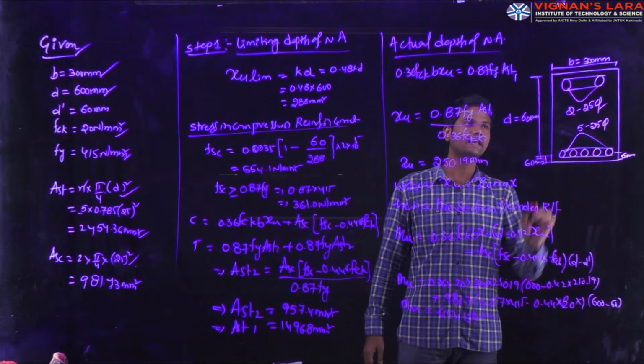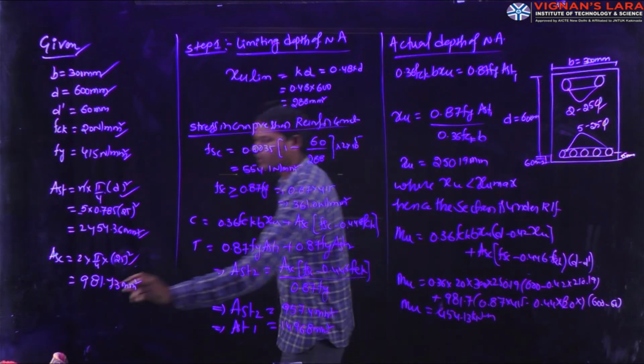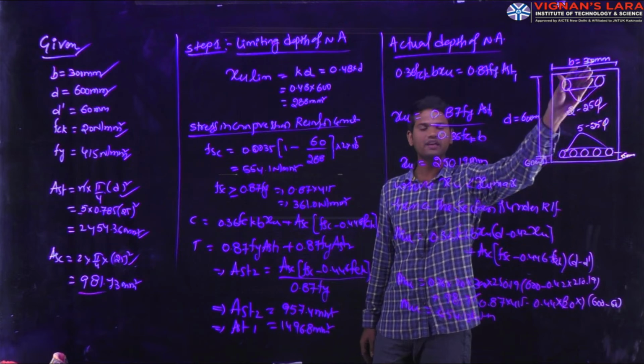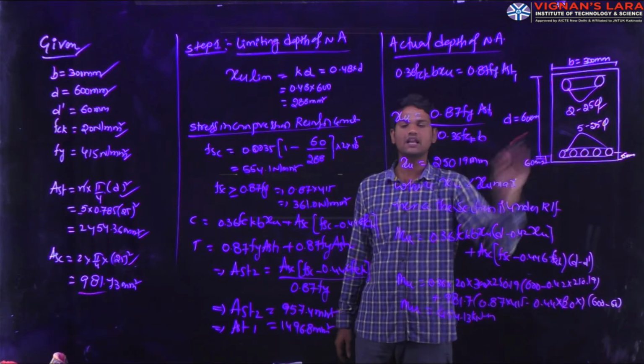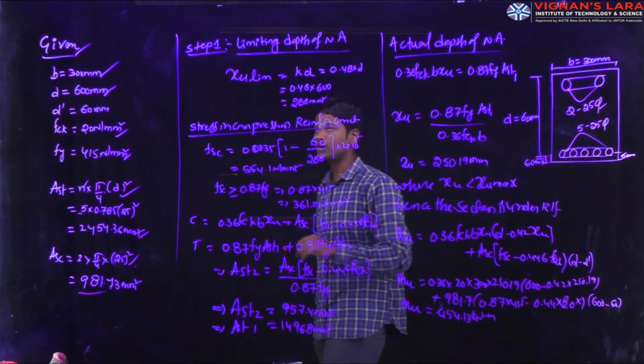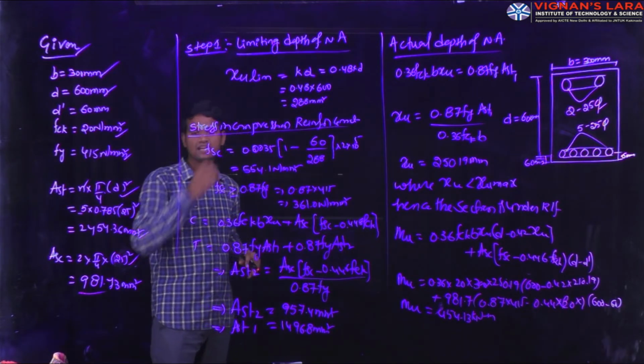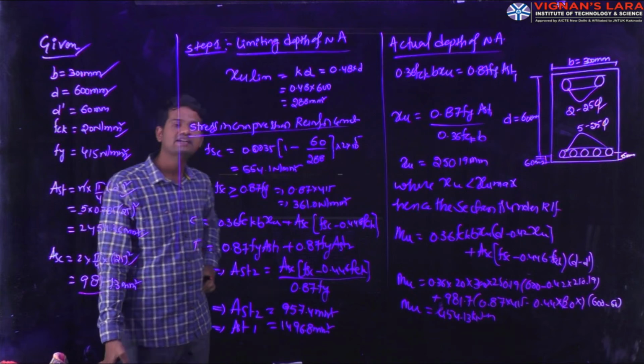to 981.73 mm square. This is the area of the steel occupying the compression zone, and this is the area of the steel occupying the bottom zone. Up to now, these are the given parameters. Next, we will see the step by step procedure.